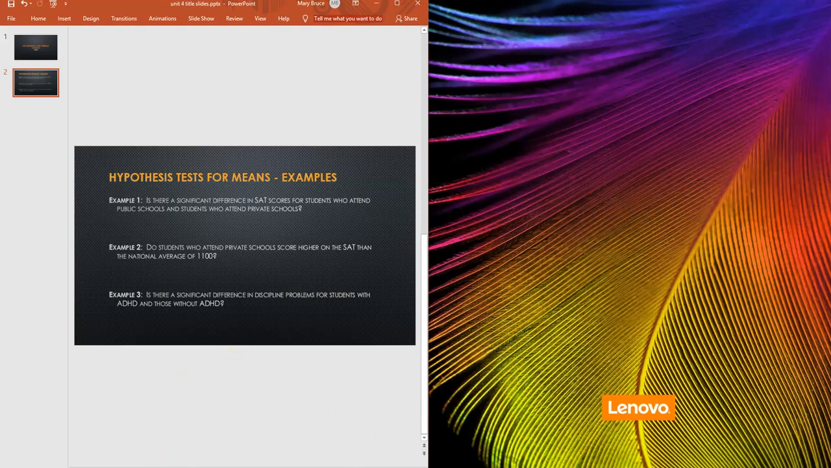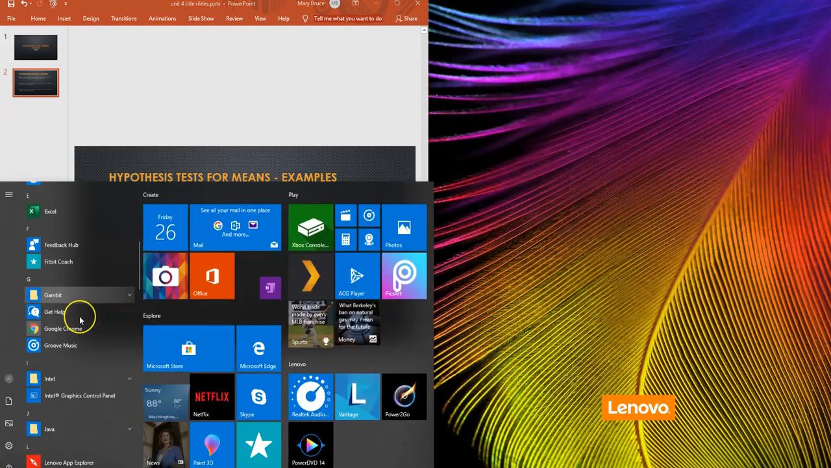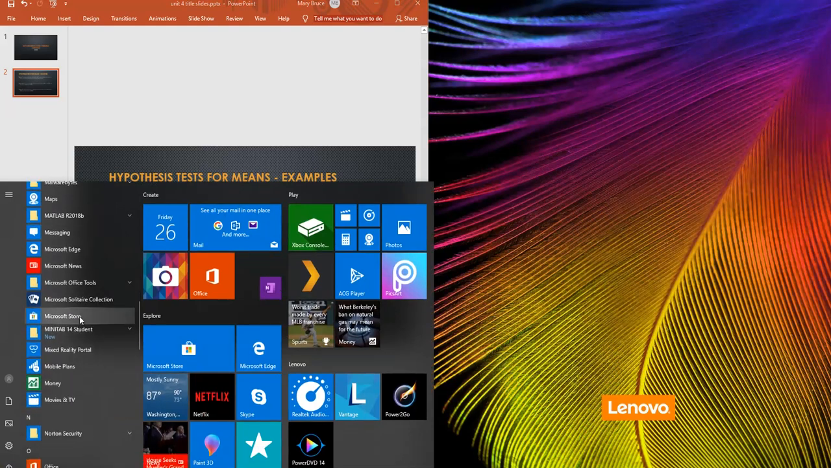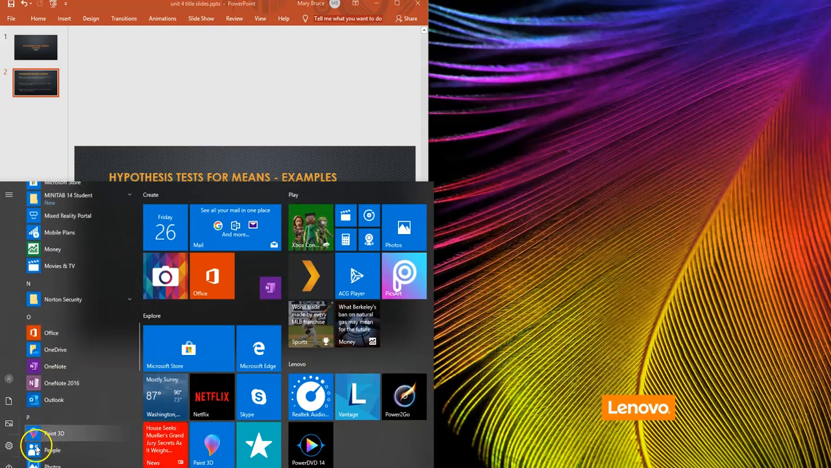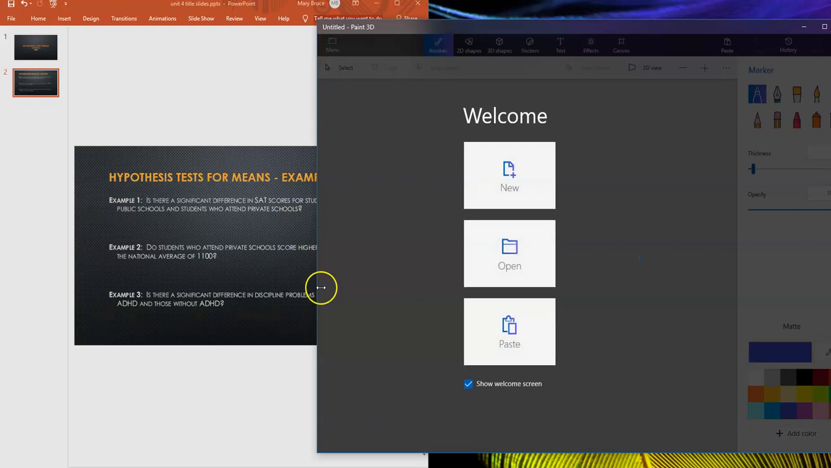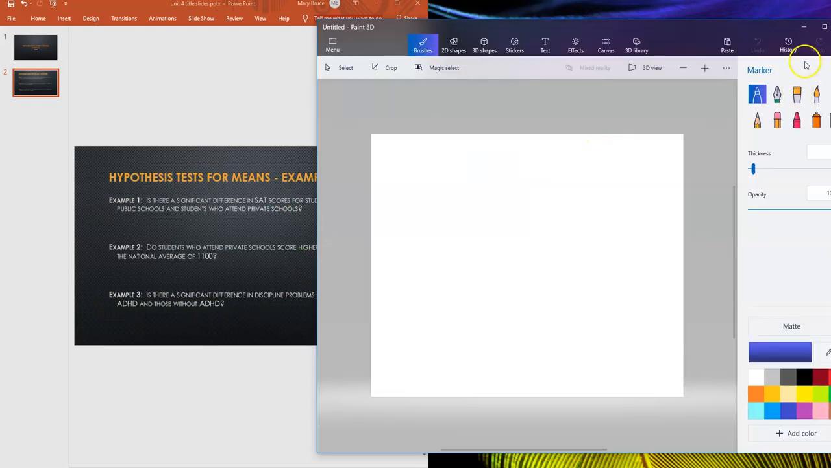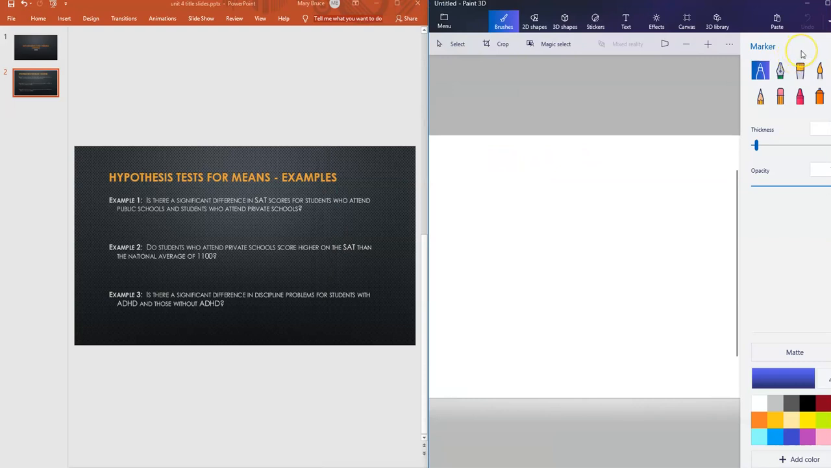All right, let me go to Paint so I can actually jot some stuff down for y'all. I want to walk you through the steps of the discussion and show you how you can do that for these. So let's look at example 1.